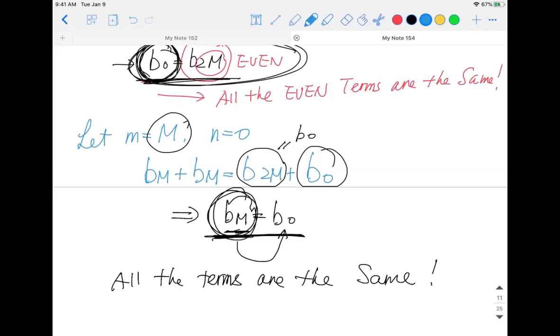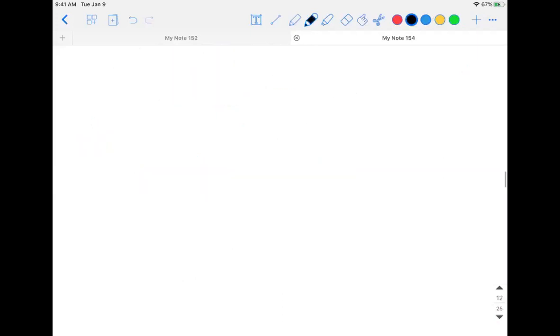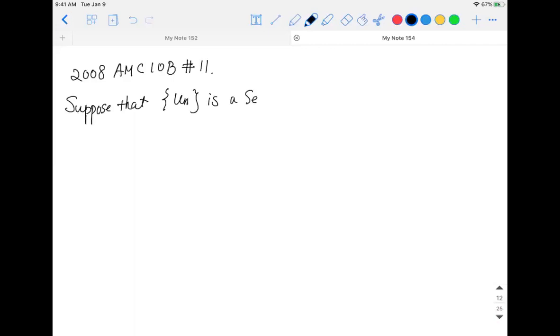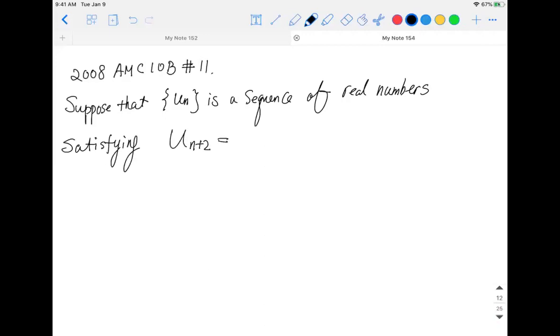Okay, let's go for another problem. This is a problem from 2008 AMC 10B, question number 11. Also considered to be a relatively straightforward problem. Suppose that U1 is a sequence of real numbers, also satisfying U(n+2) = 2U(n+1) + U(n).